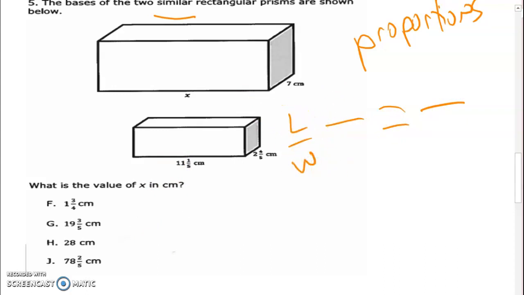Compare length to width. Okay, start with one, length to the other one's length. There's many ways to set up the proportion. Don't think there's only one way. I'm just showing you one way to set it up. Okay, but there are more ways to set it up. But just try to focus on one way for now, and then if you can learn another way, it's awesome. So remember, length to width, length to width. And you just cross multiply and divide.